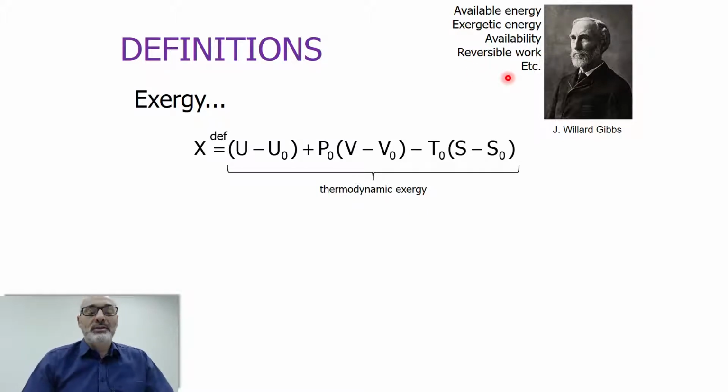Different authors use different definitions. As I was saying, I prefer this definition because exergy actually is energy. Its physical unit is watts, for instance, or joule. If you use availability, for instance, you may not think it's energy. It's an amount of energy.